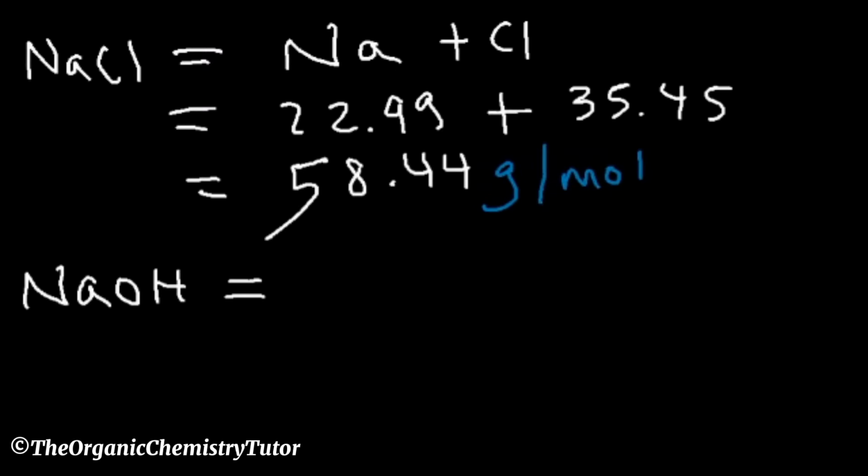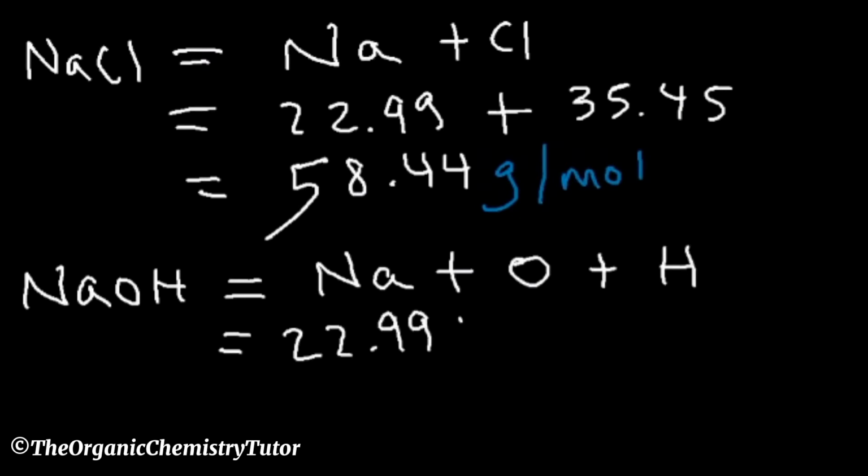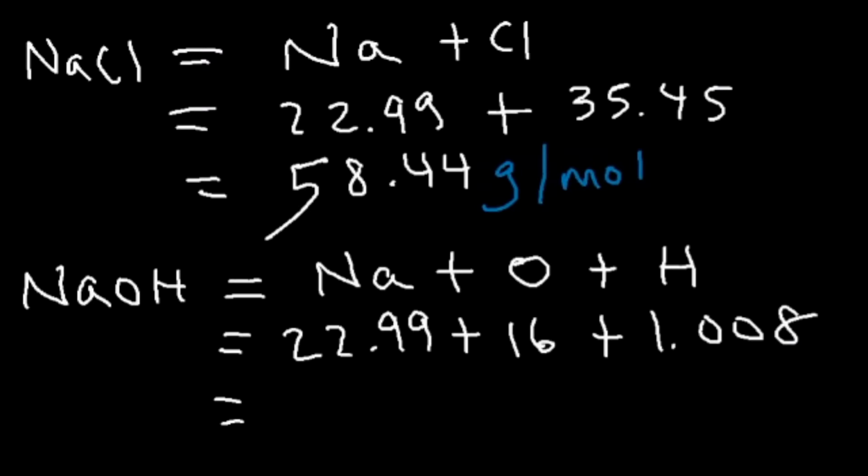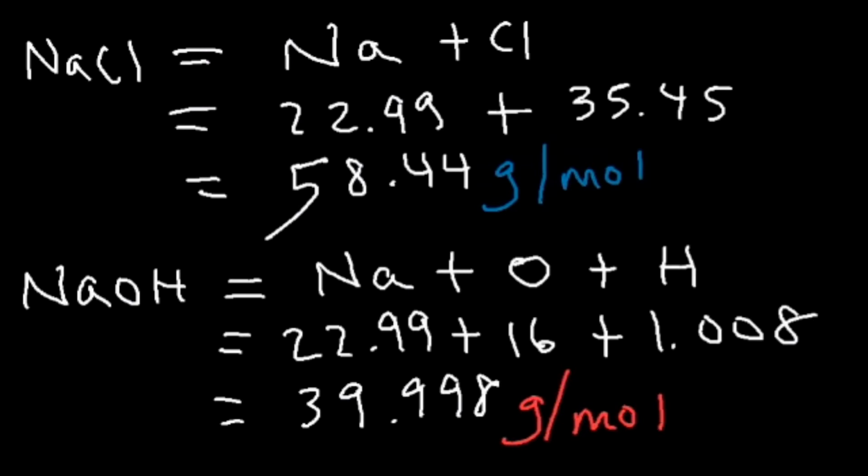Now what about sodium hydroxide, NaOH? So we have 1 sodium atom, 1 oxygen, and 1 hydrogen. The atomic mass for oxygen is 16, and for hydrogen it's 1.008. So we just gotta add these three numbers, and you should get 39.998, which you could round to 40 if you want, grams per mole.